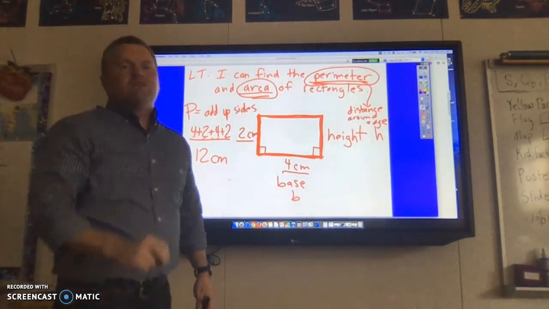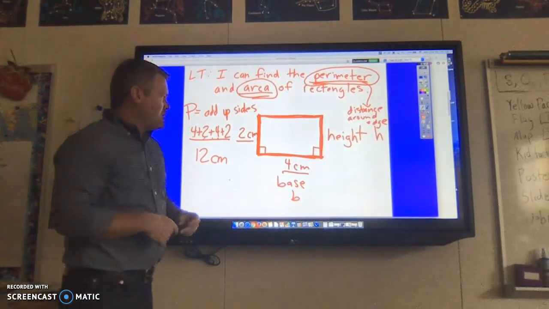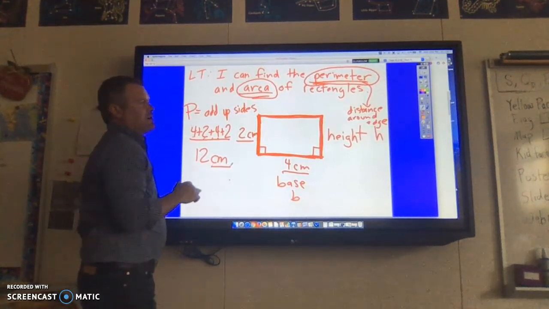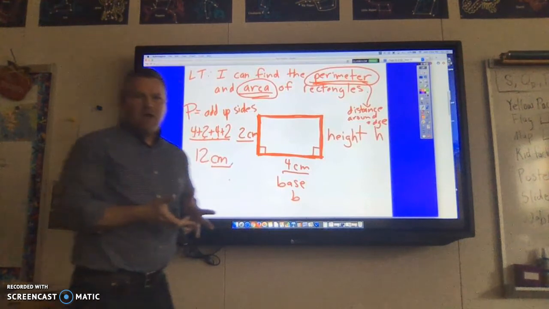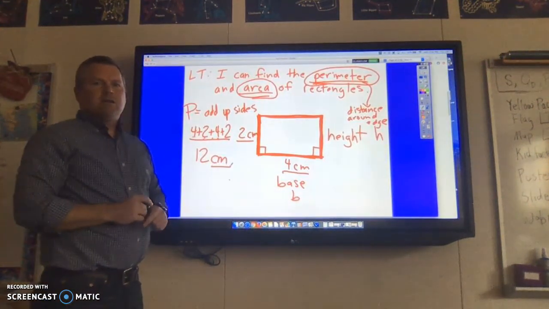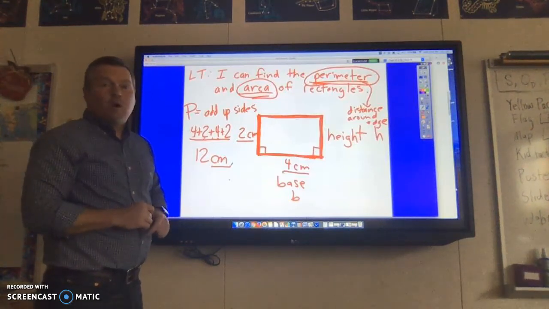Remember to put the units at the end. Make sure that your answers say 12 centimeters or 14 centimeters squared. And remember that perimeter is just the regular units and area is square units.